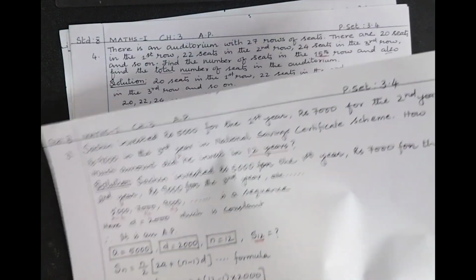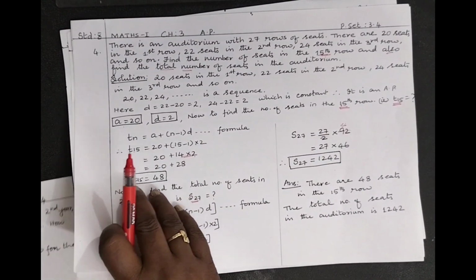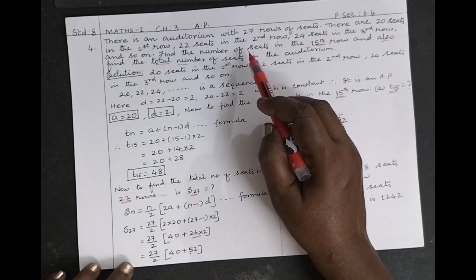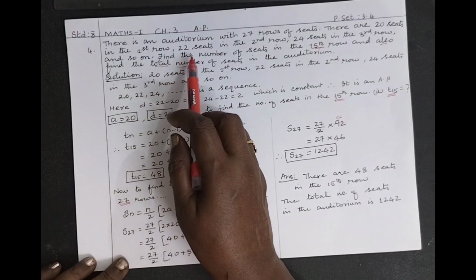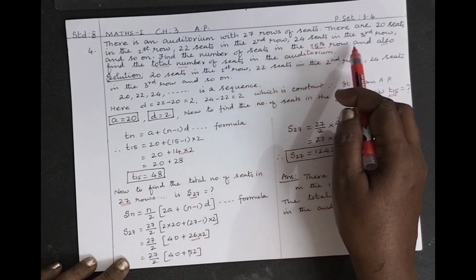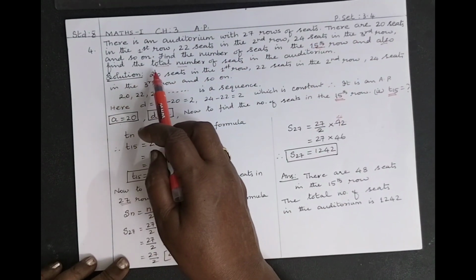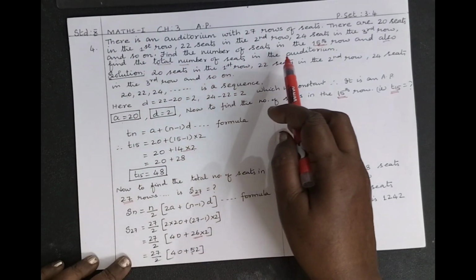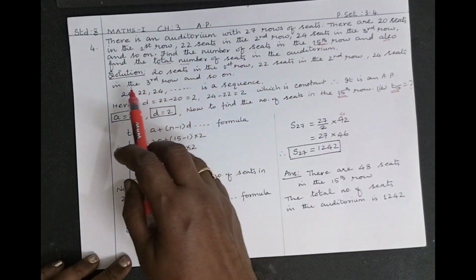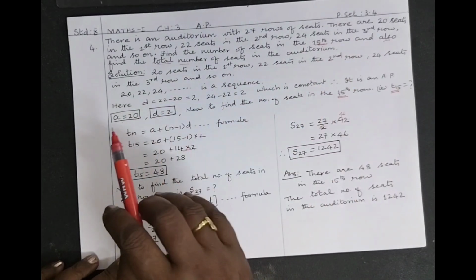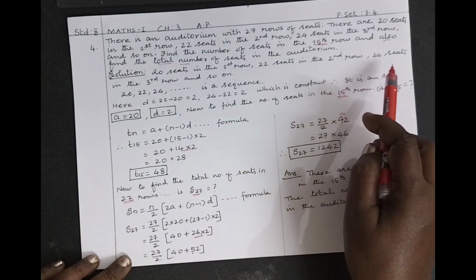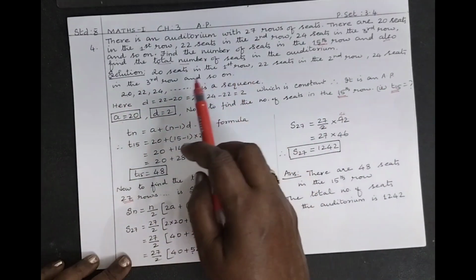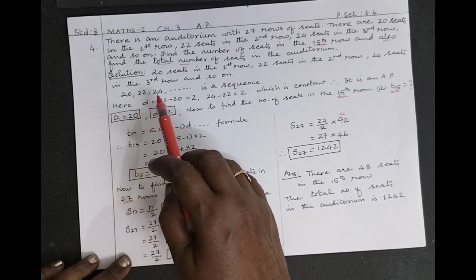Next, question number 4. Now there is an auditorium with 27 rows of seats. There are 20 seats in the first row, 22 seats in the second row, 24 seats in third row, and so on. Find the number of seats in the 15th row and also find the total number of seats in the auditorium. Now 20 seats in the first row, 22 in the second row, 24 in the third row, and so on. Therefore 20, 22, 24, etc.